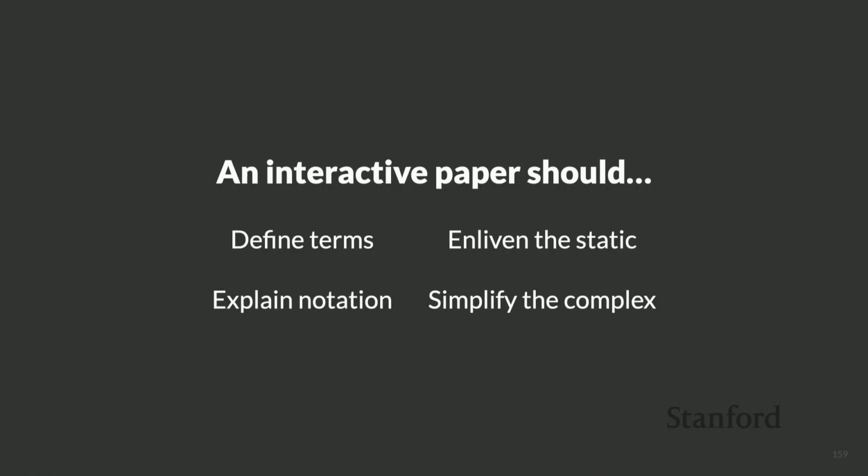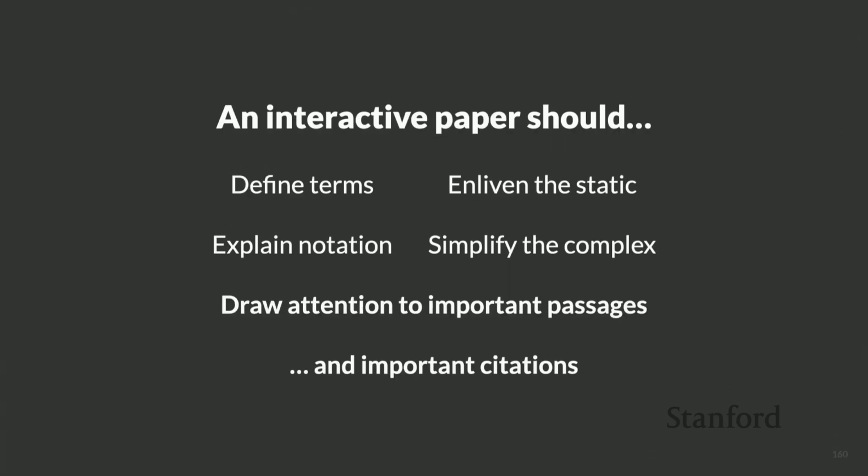But one might also notice that there's a lot more that an interactive paper could do, particularly for different kinds of reading modes. For instance, maybe when someone is skimming, an interactive paper could draw attention to important passages. Or maybe when someone is conducting early stage research within an area, an interactive paper could draw attention to important citations. And in fact, in some of my collaborations with the Semantic Scholar team, we've been exploring a lot of these ideas too.